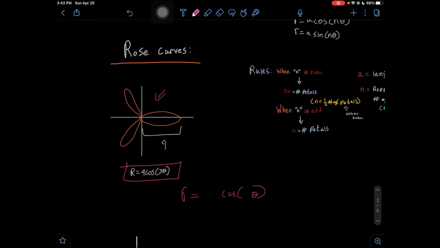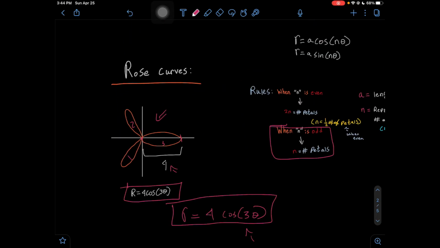Well, we remember we said that when n is odd, n equals the number of petals. Well, we have 1, 2, 3 petals. Well, we know n equals 3 now, because we have an odd number of petals, n equals our odd number of petals. So now we need to find the length of each petal. We said the length of each petal is 4, so we have 4 here. We start at the origin, so we have an r value of 4. The equation for this is r equals 4 cosine of 3 theta.